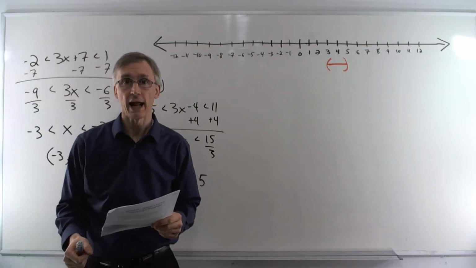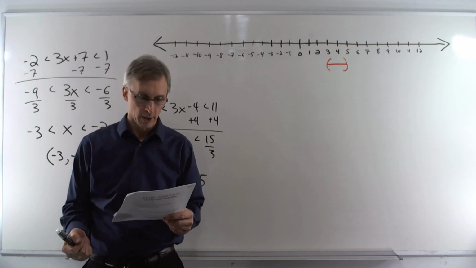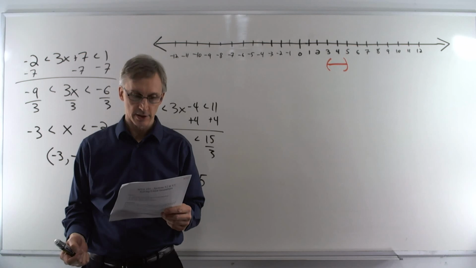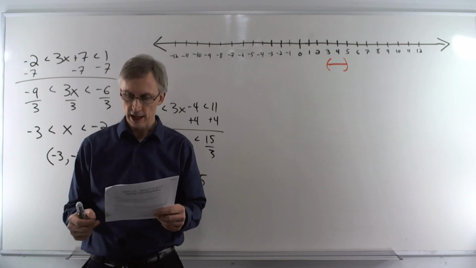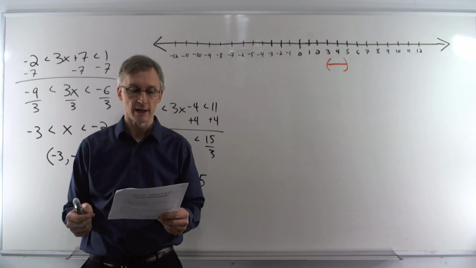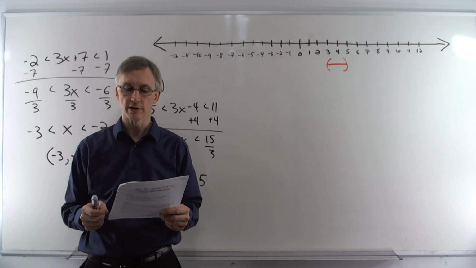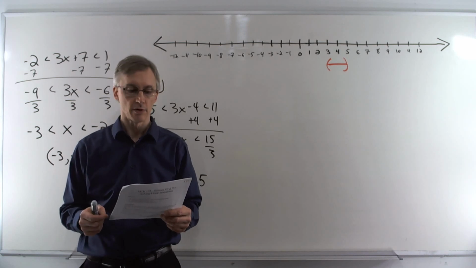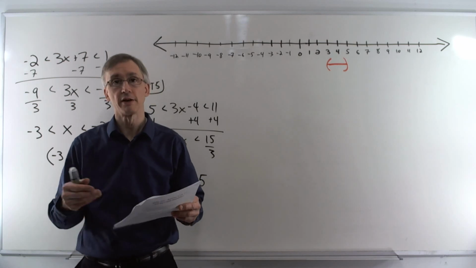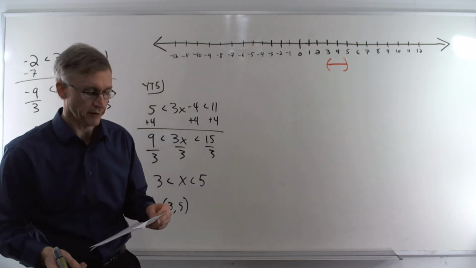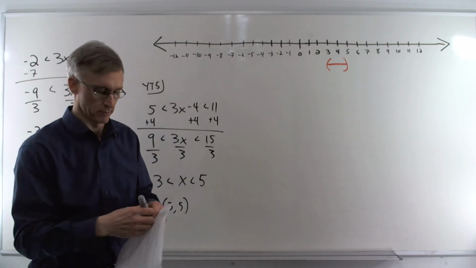All right, now we're going to look at the application from the introduction. So in a college class, students need to average at least 90 to earn an A. A student has scores of 82, 88, and 94 on the first 3 exams in the class. What range of scores on the 4th exam will earn the student an A? So what we're talking about here is an average. And to find the average of 4 exam scores, we add them up and divide by 4.